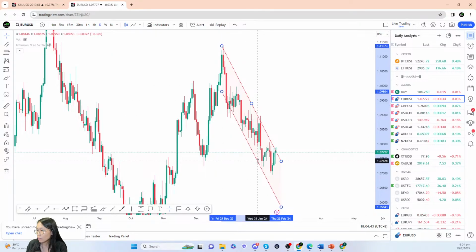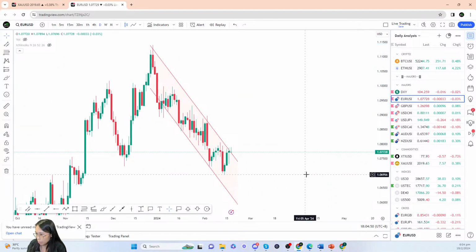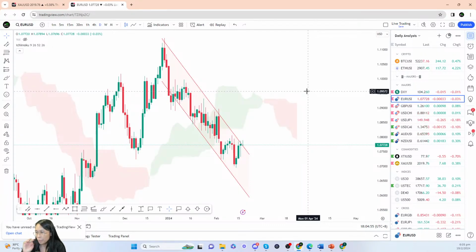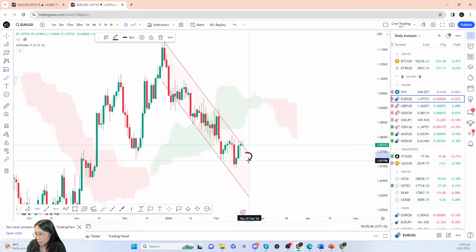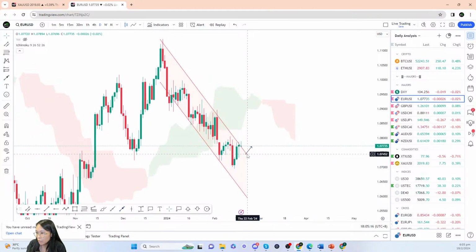Okay, so the euro dollar, there is actually a descending channel, but looks like price is breaking out of this descending channel. So once you break out of this descending channel, meaning that there's no more resistance, because the lines here act as a support and also resistance level.